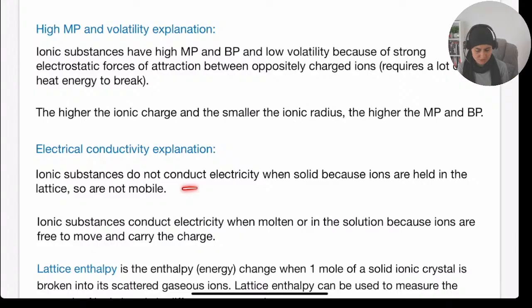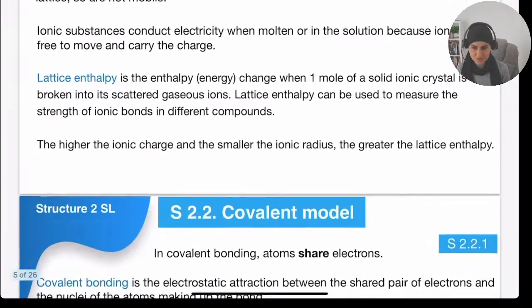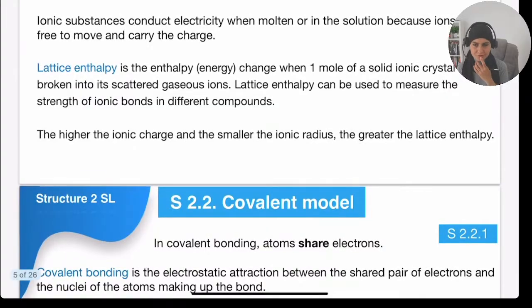Okay, so they don't conduct electricity when solid because ions are held in the lattice, and ionic substances conduct electricity when molten or in solution because ions are free to move and carry charge. Fine? I hope that's fine. There is a little bit of a lag, so I'm asking questions, but I know you might answer a bit later. Just let me know if everything is clear.